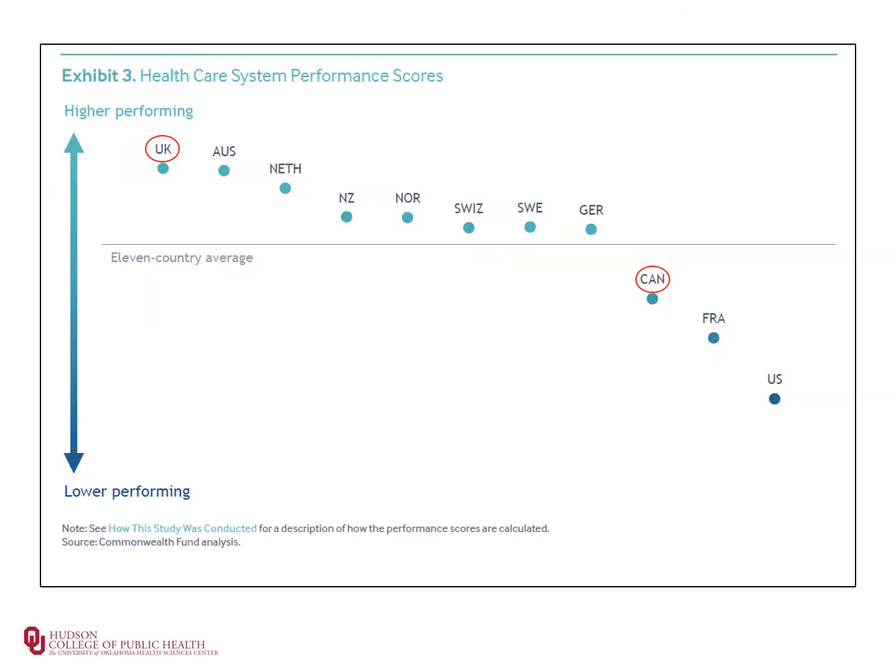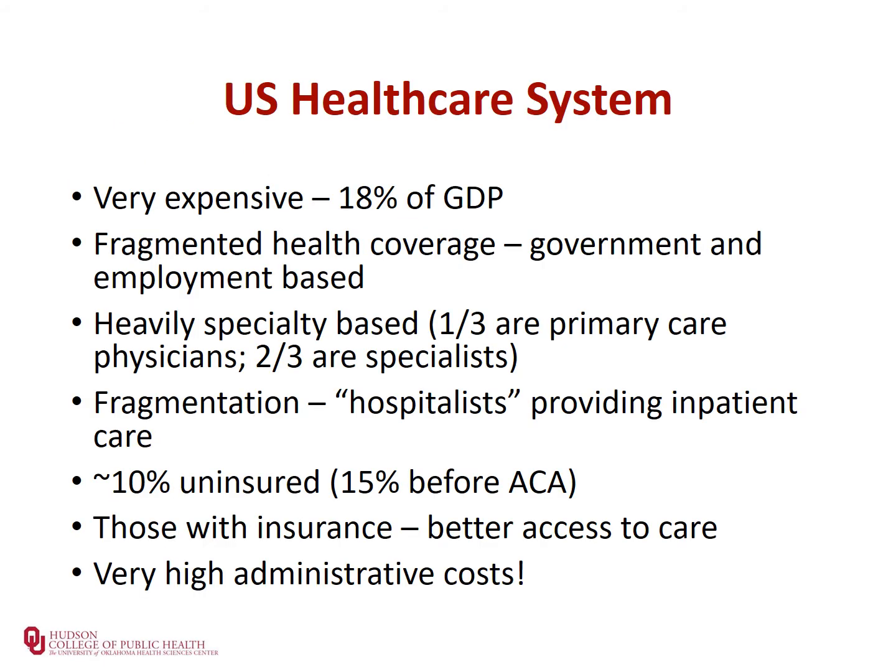Again, similar data showing that when you look at these 11 different countries, the United States performed dead last in terms of overall performance on health outcomes, despite the fact that we spend more money than any of those other countries on healthcare. So these are some of the points that were made in the book, just to highlight a couple of things. Number one, we have a very, very expensive healthcare system in the United States, as we talked about in the last lecture, approximately 18% of the gross domestic product.